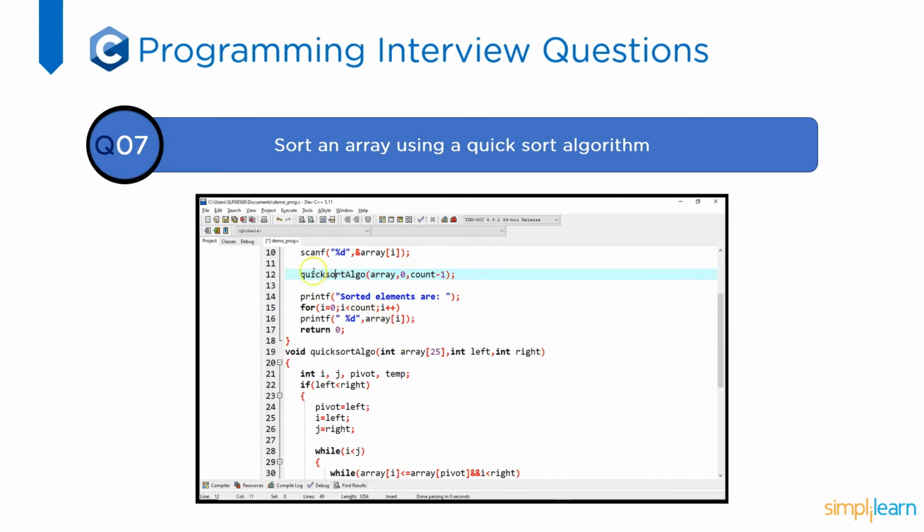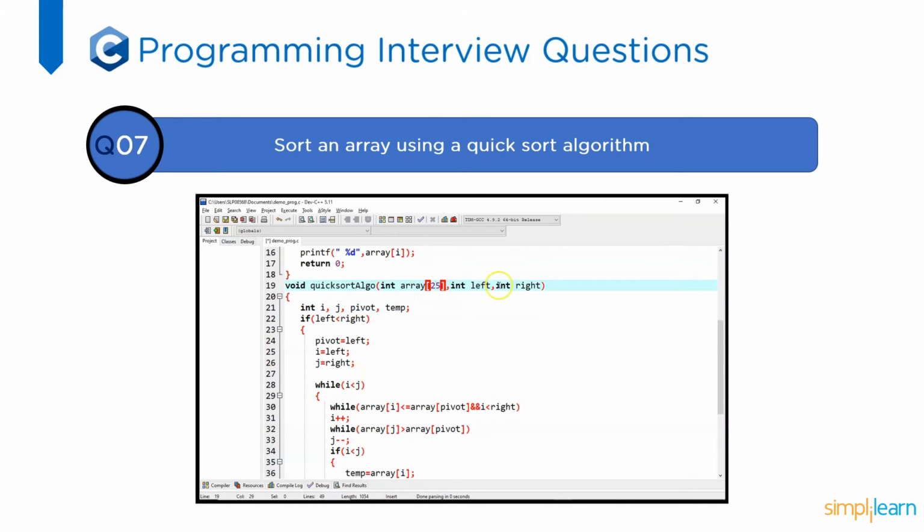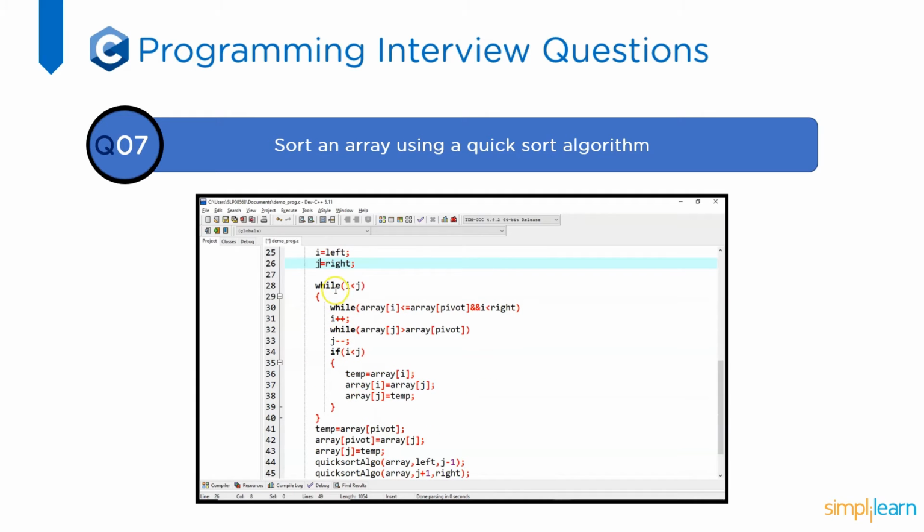Then the control will transfer to this quicksort function, where we have an array of size 25, left and right. Here we have the variables declared, that is i, j, pivot and temp. If the left element is less than the right element, then the left element is assigned to pivot, left is assigned to i and right is assigned to j. While i is less than j, it checks the condition: array of i is less than or equal to array of pivot and i is less than right, then increment i by 1. While array of j is greater than array of pivot, it will decrement j by 1.